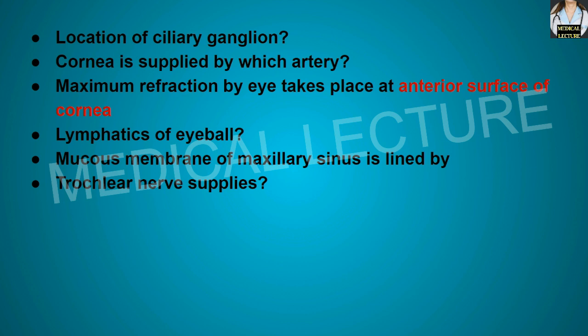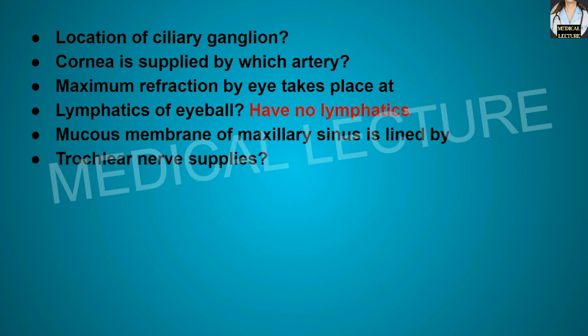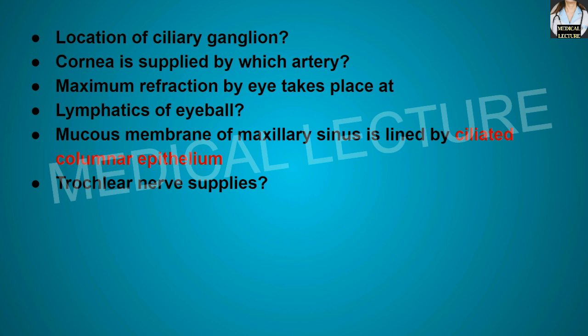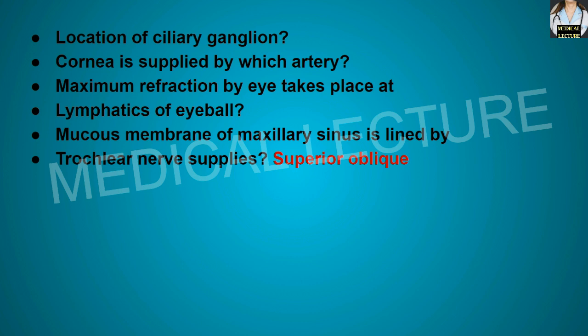Now what are the lymphatics of the eyeball? So the eyeball has no lymphatics. Mucous membrane of the maxillary sinus is lined by which epithelium? By the ciliated columnar epithelium. Trochlear nerve supplies which muscle? It supplies the superior oblique muscle.